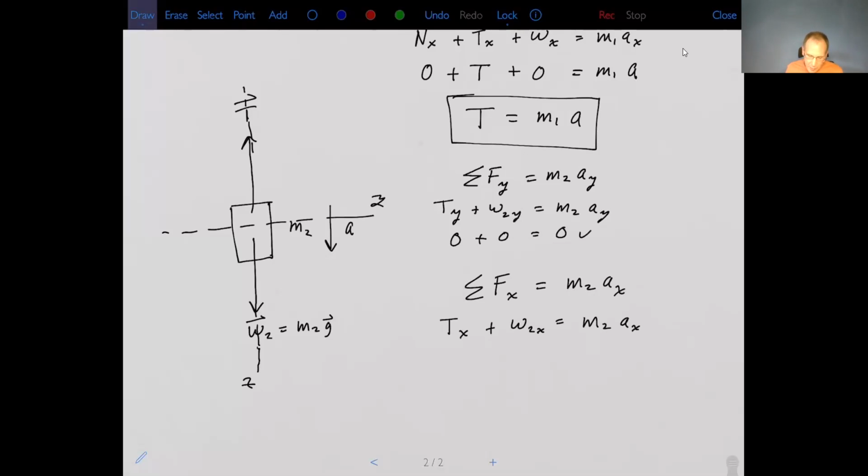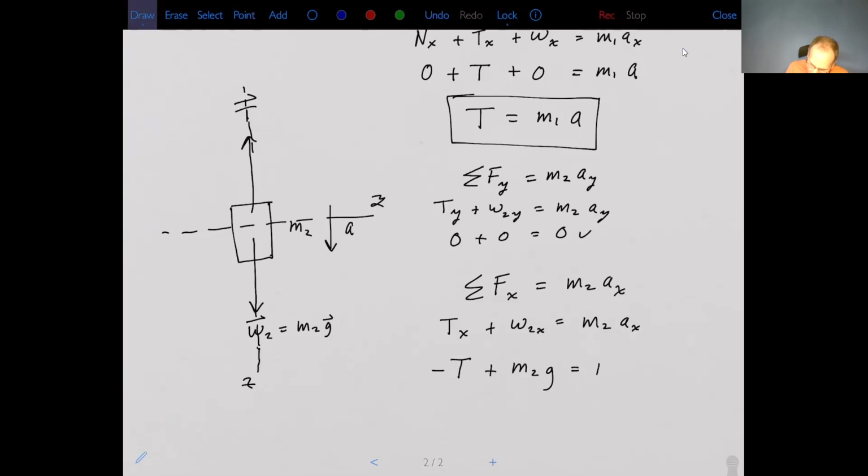So what is the x component of the tension? Well, based on my coordinate system, the tension is acting in a negative x direction, right? And the entire amount is in a negative x direction, so this is going to be negative T. And then what is the x component of the weight of W2? Well, all of it is acting in the positive x direction, right? So that's going to be m2g.